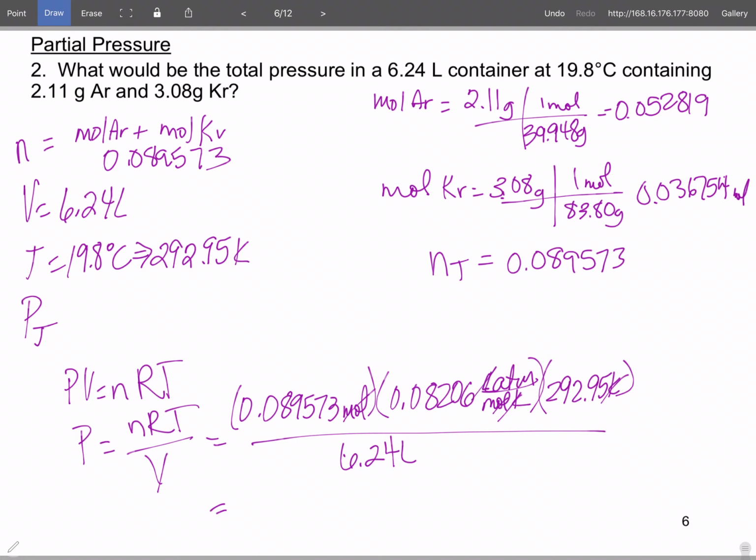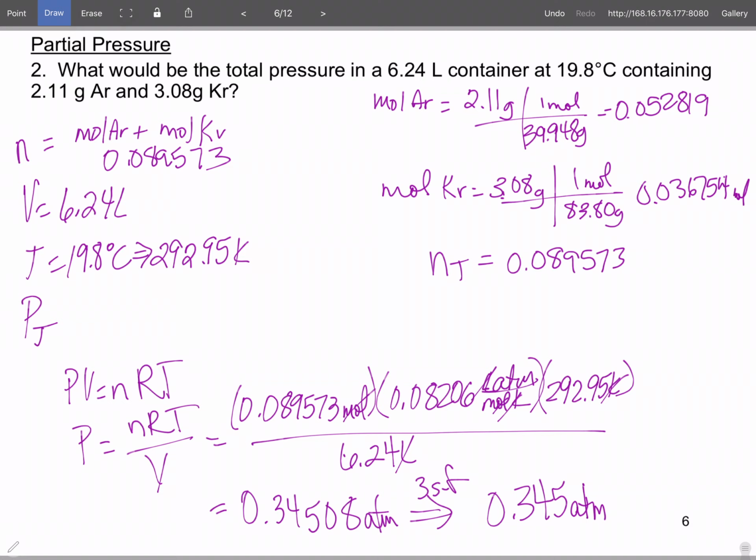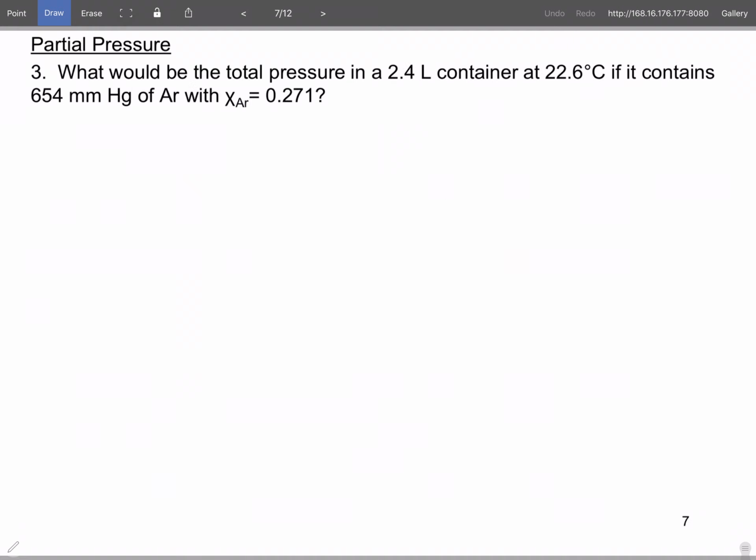That's a liter. Okay, so I am left with 0.34508 atmospheres. So if we're using three significant figures, it'd be 0.345 atmospheres. If we were using 4, it'd be 0.3451 atmospheres, and that is the pressure total in that container. And the only thing different about this from the other ones is we had to combine the 2 moles.